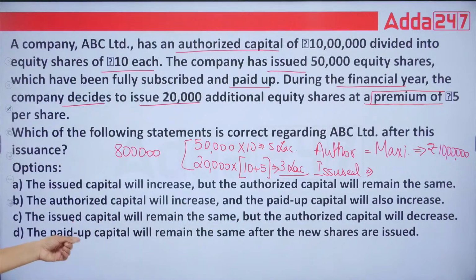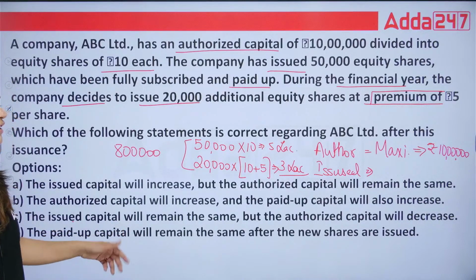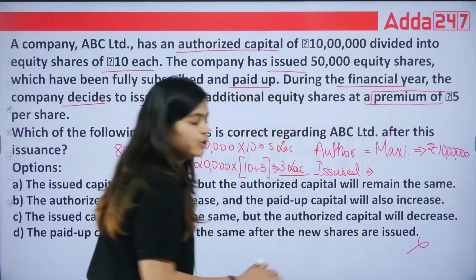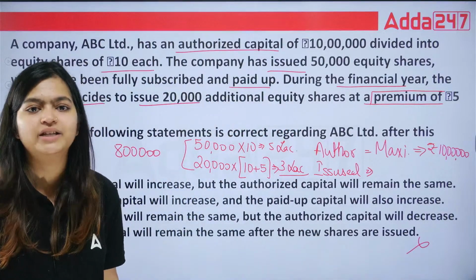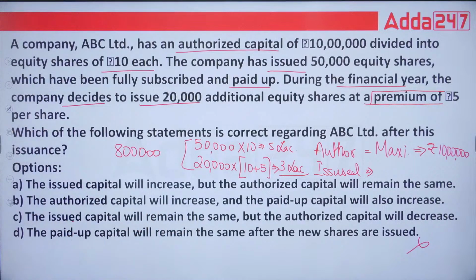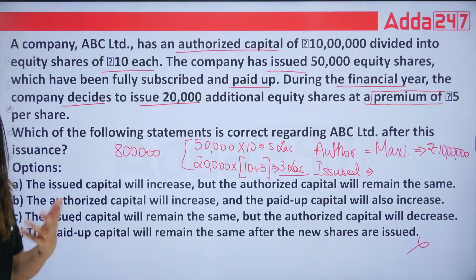So at this point of time, if you see the fourth option, paid up capital will remain the same after the new shares are issued, that is totally false. If you are issuing new shares, your paid up capital will also increase. Correct? So this is a wrong statement. If you see the third statement, the issued capital will remain the same, but the authorized capital will decrease.